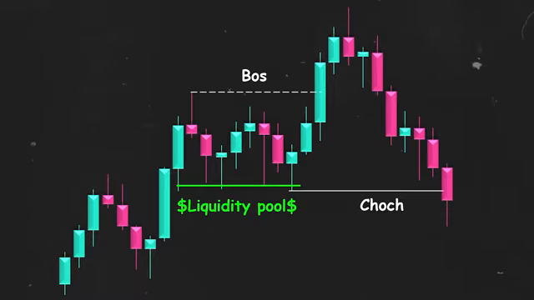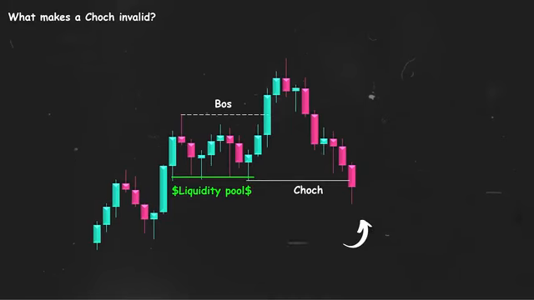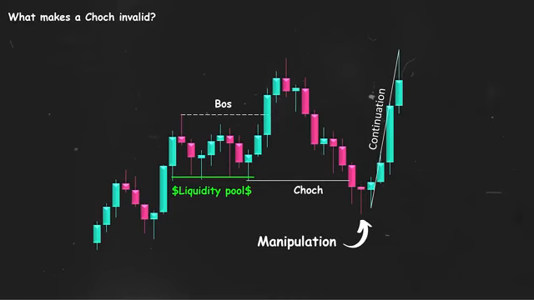Now, smart money knows this. To hunt these stop losses, they often push the price lower, sweeping the liquidity before driving it back up in the same bullish direction.